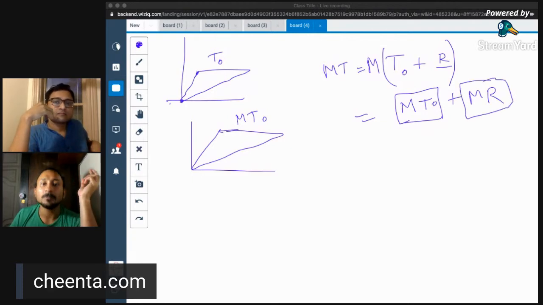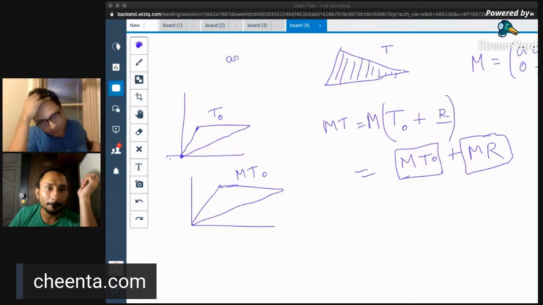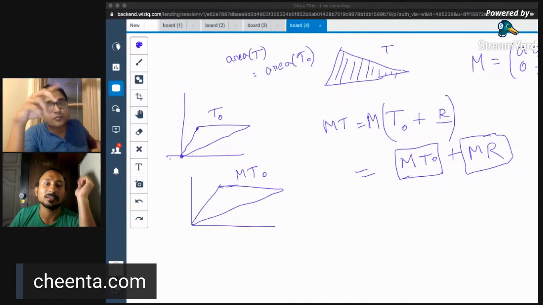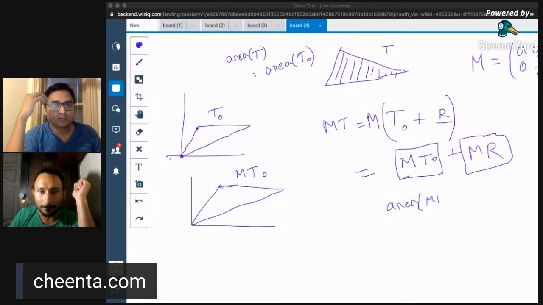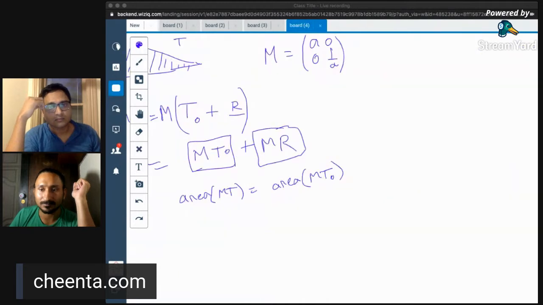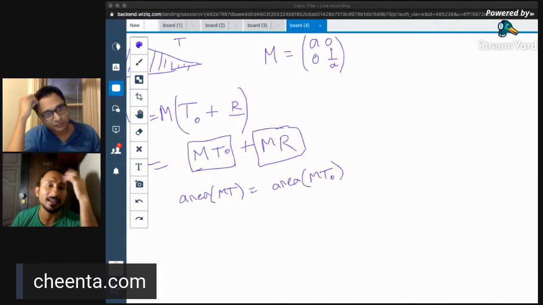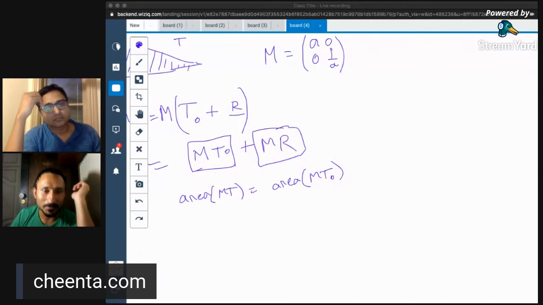And also, the area of T is equal to the area of T naught, because translation does not matter, the area doesn't change. So again, area of MT equals area of MT naught. So if you can prove that area of T naught is preserved, then you prove it for any triangle anywhere in the plane. Without loss of generality, you can assume that the triangle has one vertex at the origin.